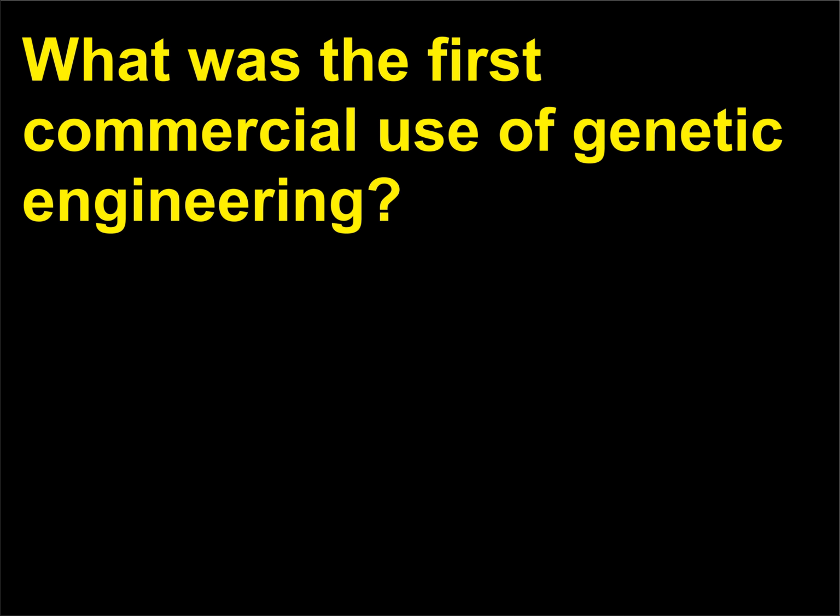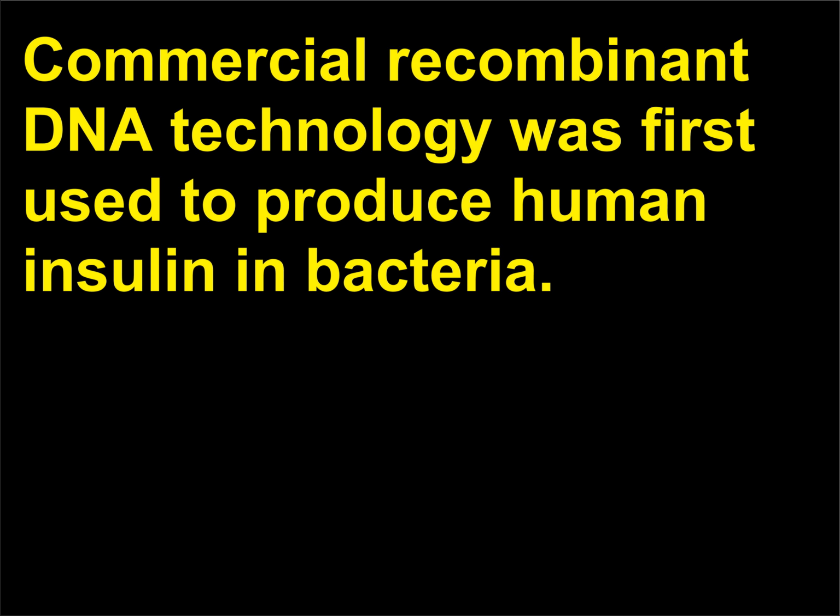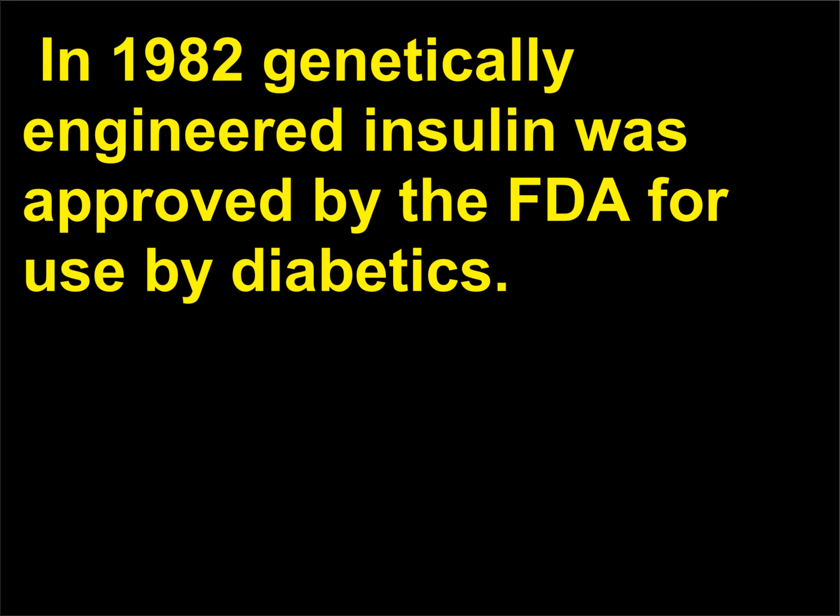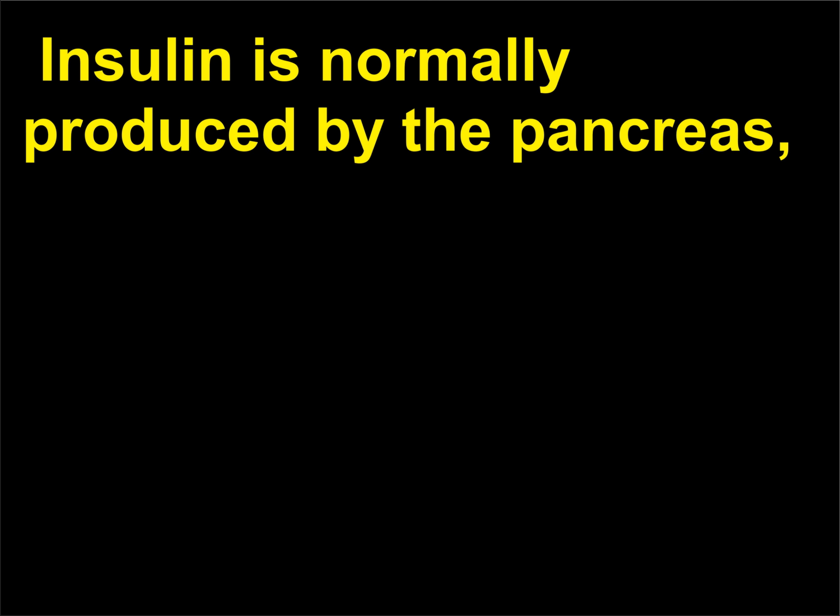What was the first commercial use of genetic engineering? Commercial recombinant DNA technology was first used to produce human insulin in bacteria. In 1982, genetically engineered insulin was approved by the FDA for use by diabetics. Insulin is normally produced by the pancreas.